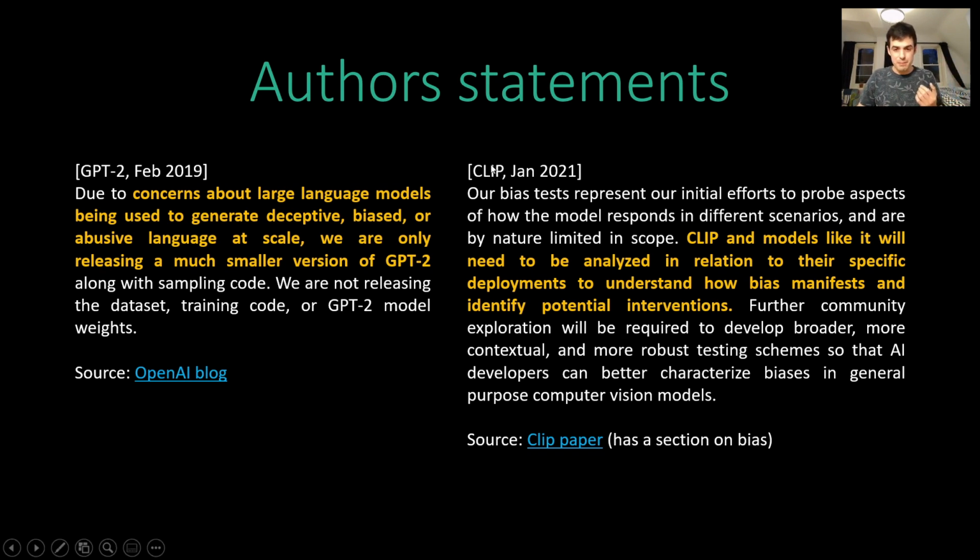The authors of Clip, maybe having learned from this whole situation, have a whole section on bias inside the paper, which is trying to analyze the bias from different points of view. And they have a sentence there which says, Clip and models like it will need to be analyzed in relation to their specific deployments to understand how bias manifests and identify potential interventions.